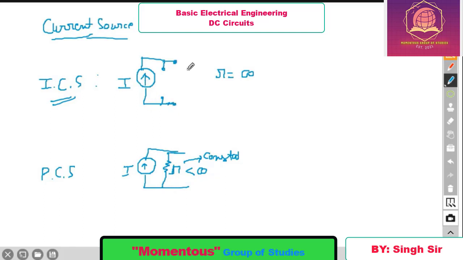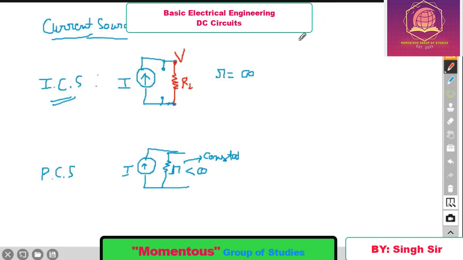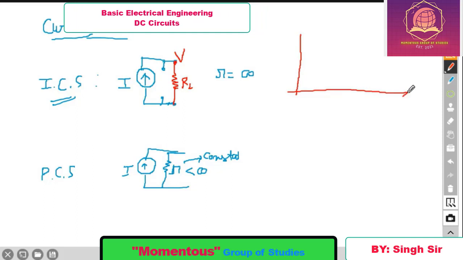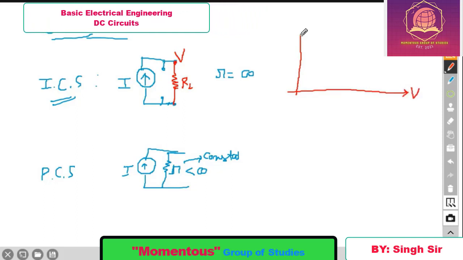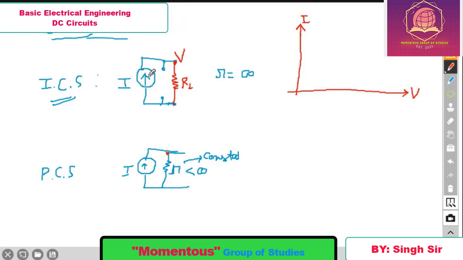If we want to see the effect, what we have to do, let's include one load. To see the effect, we'll add the load RL. We'll see what will be the effect of this source on this current. If I want to draw this diagram with respect to voltage, what will be the value of this current I? Here this is open, so whatever current is there, all of the current will flow through RL.